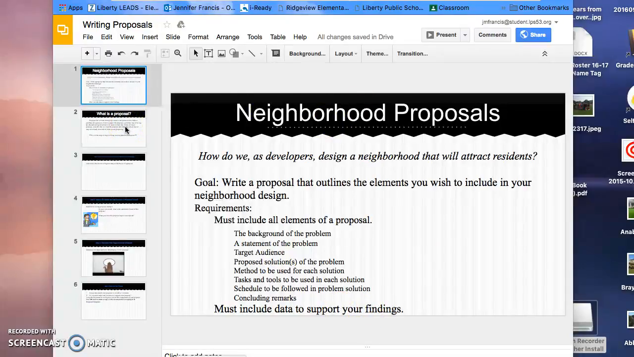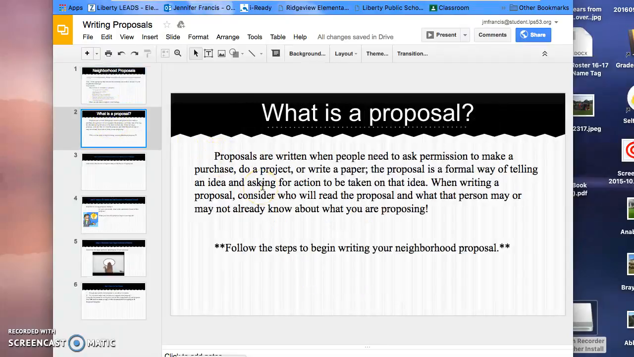Now, you're probably wondering, what is a proposal? Because for some of you, this may be the first time that you have actually written a proposal. Proposals are written when people need to ask permission to make a purchase, do a project, or write a paper. The proposal is a formal way of telling an idea and asking for action to be taken on that idea. When writing a proposal, consider who will read the proposal and what that person may or may not already know about what you are proposing.